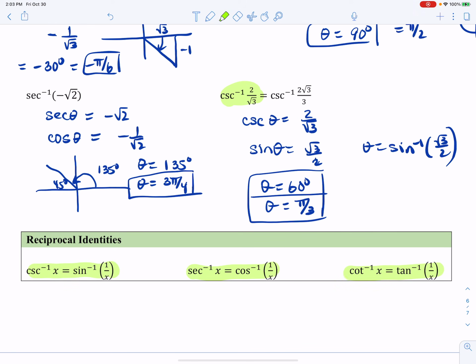And again, just to get familiar with the inverse trig functions. What's next? We're going to find more complicated exact values with inverse trig functions. So be sure to stay tuned.